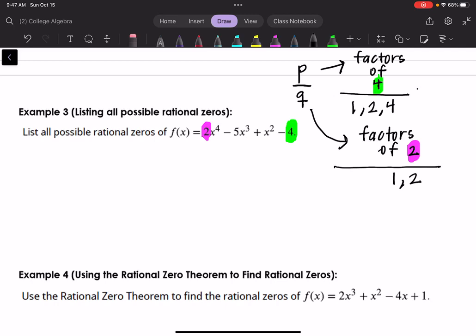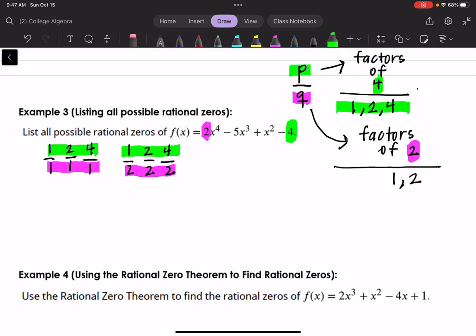So let's do that. So this will be 1 over 1, 2 over 1, 4 over 1, right? And then we can also have 1 over 2, 2 over 2, and 4 over 2. So notice these numbers are coming from the factors of 2, or q. These numbers are coming from the factors of 4, or p. And so we have all of these fractions, right? Like we have this list of fractions. And from this, we will generate our list of possible rational zeros.